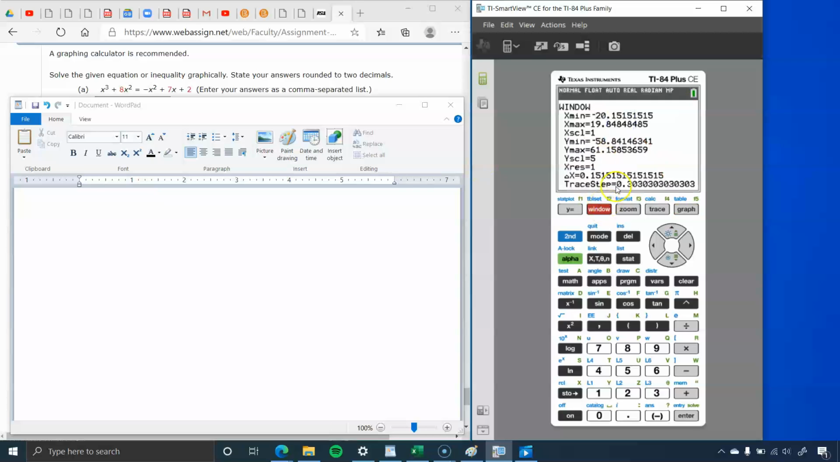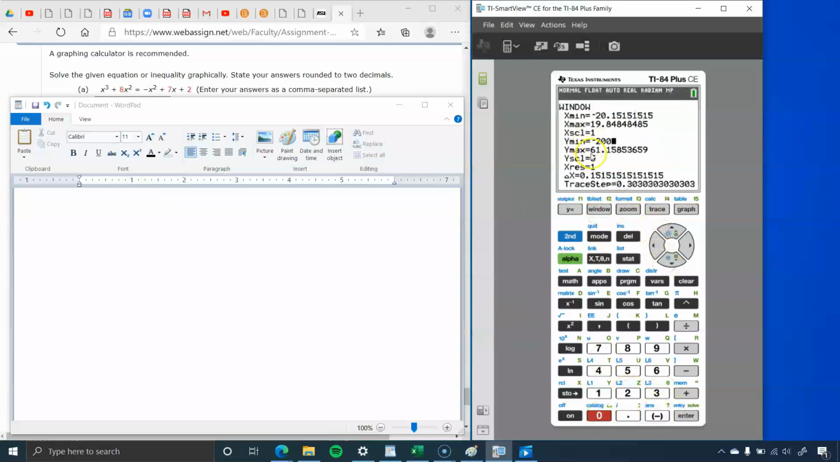So for Window, let's make the Y min lower. Instead of -58, let's try -100. Notice when you do zooming, it sets weird Y mins and Y maxes and X mins and X maxes because it's a computer program doing that. So it sets weird values. But let's go ahead and make the min a little bit lower and graph it. I think I still need to go lower. So my Y min, let's try -200.